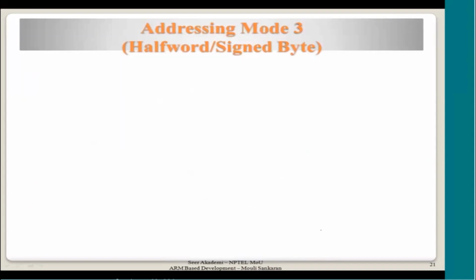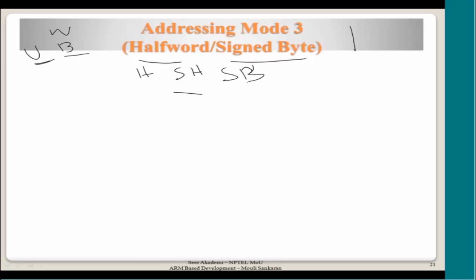Now addressing mode 3. This is something to do with the half word and the signed byte. What is the difference? So far, whatever we have seen in LDR or STR, we saw how to store or load a word, and how to store or load an unsigned byte. Remember, unsigned byte. Now we may be interested in storing a signed half word or half word, or signed byte. These are the different things that the user or the compiler may be interested in doing. So the ARM processor supports it, but this is supported by a different mode which is called addressing mode 3.